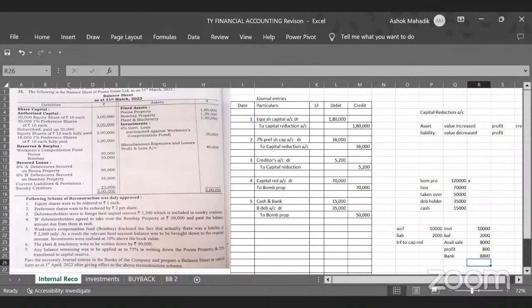I'll explain this again. Workman Compensation Fund, Bombay, disclosed the fact that actually there was a liability of 2,000 only. So, see, I wrote here, Workman Compensation Fund is 10,000, liability is only 2,000. So, we can use this 8,000 for capital reduction purpose. Then they told us as a result, the relevant fund balance was to be brought down to the required amount. So, we'll reduce it to 2,000 only, they said. Don't keep above that. Investments were realized at 10% above the book value.